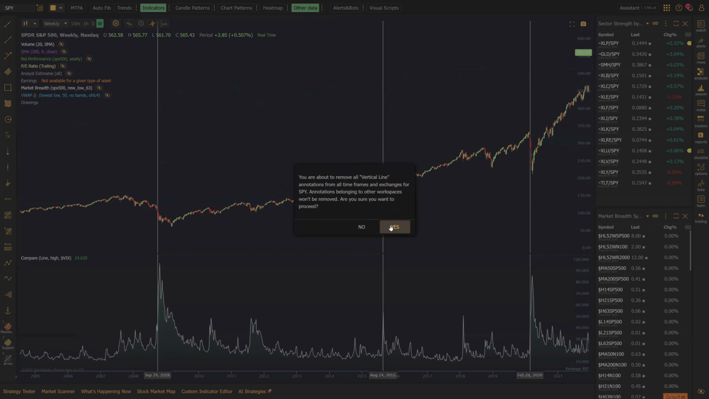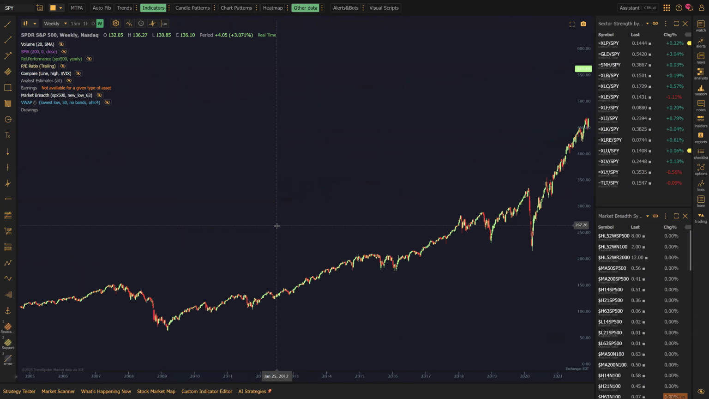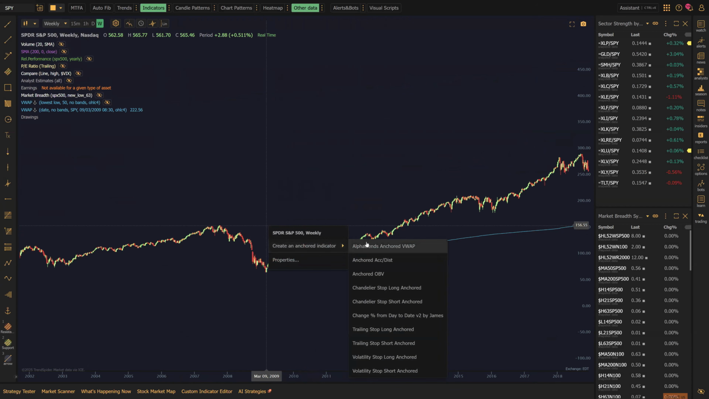And so if you don't know, let me clear my chart here. The anchored VWAP is essentially just a line. I'll plot it right here, like the 2009 low. All you have to do is go over to the candle, right click, create an anchored indicator, and add the Alpha Trends anchored VWAP.